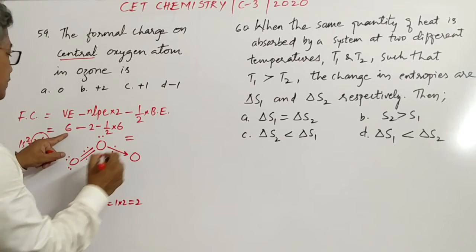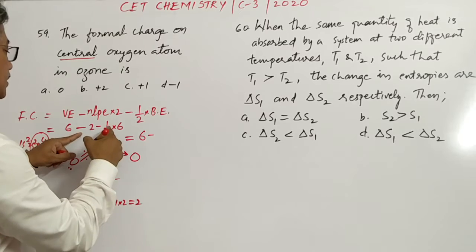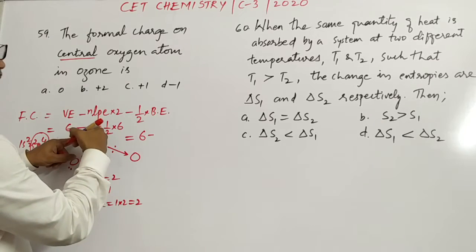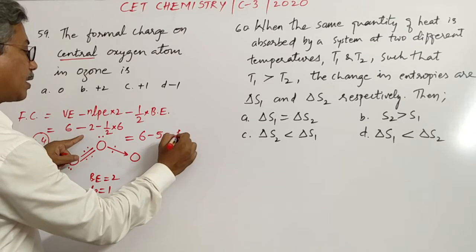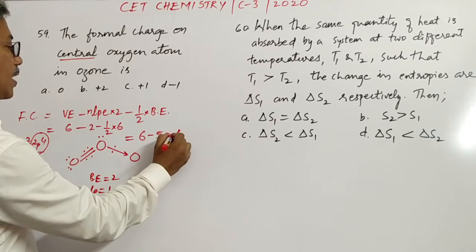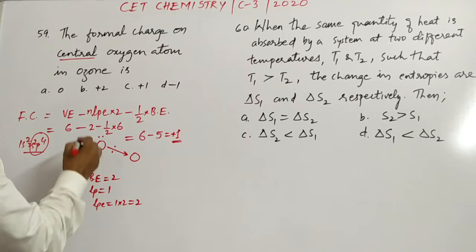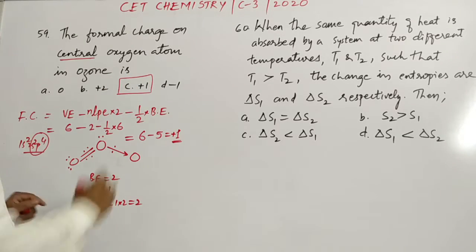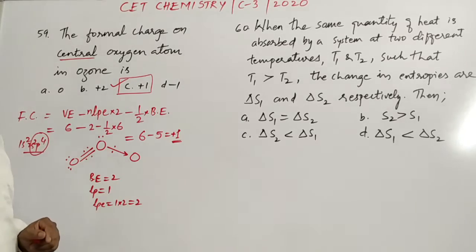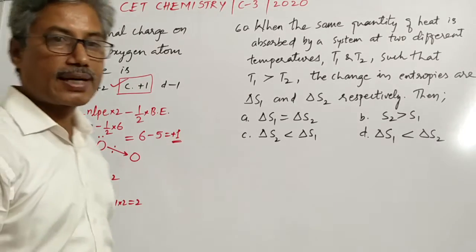Well, this will give you 6 minus 3 minus 2, that is 6 minus 5. This is equal to 1. It is plus 1, it's not minus 1. Therefore, the formal charge on the central oxygen atom is plus 1. This is C, the correct answer. Got it? Now let us look at the last question.